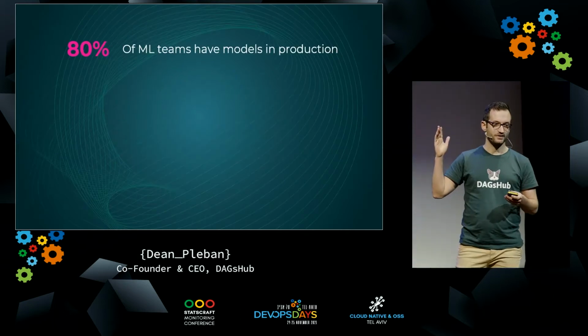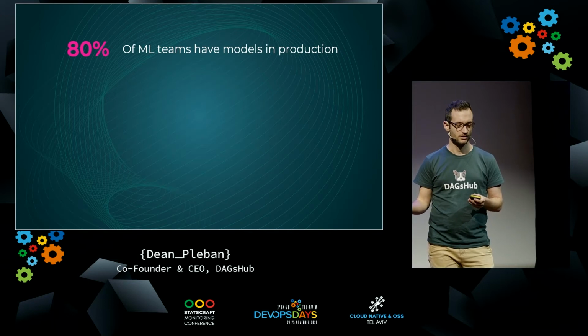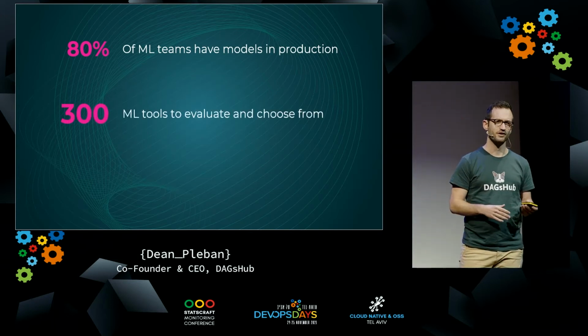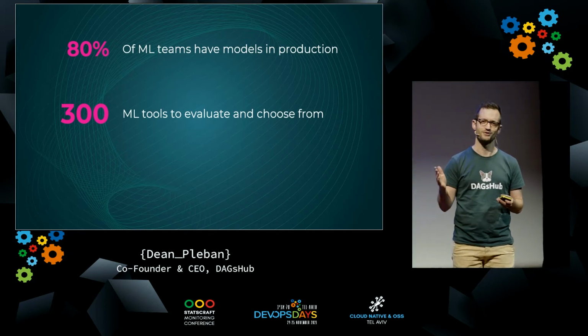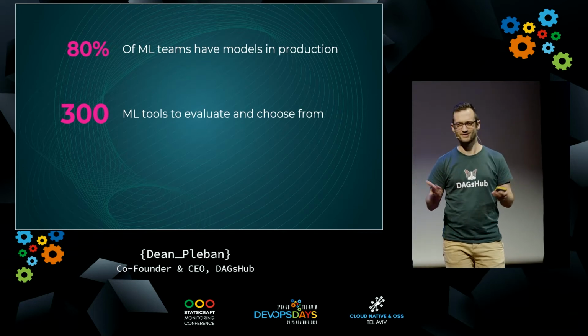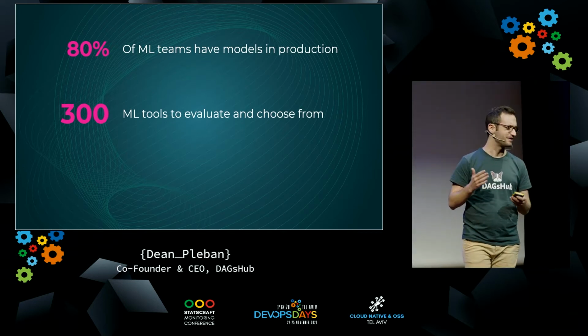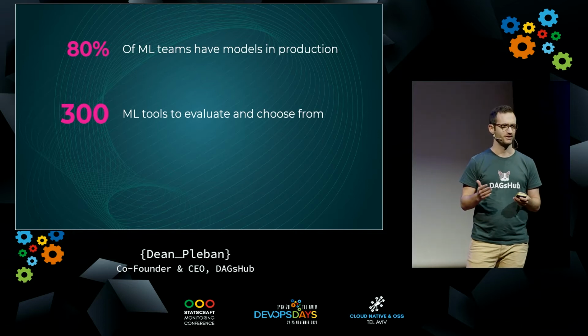So today, 80% of machine learning teams have models in production. At the same time, they have over 300 ML tools to evaluate and choose from. All of these tools have vague marketing messages, unclear interfaces, and so, as you might imagine, this can cause a lot of confusion and grief.